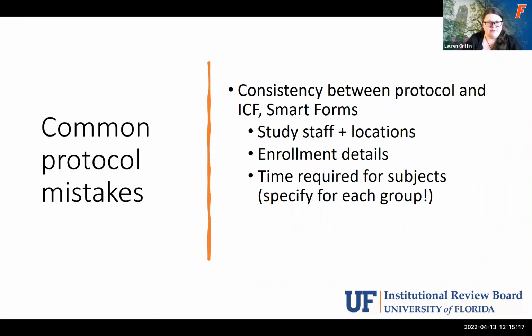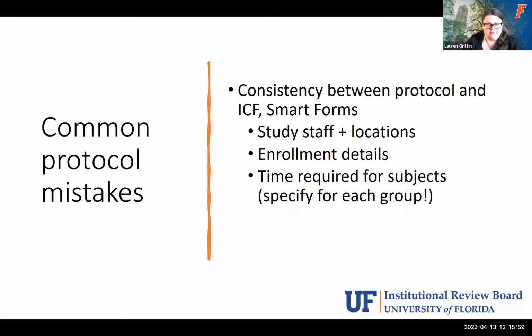Other common mistakes include inconsistencies between the protocol, informed consent, and SMART forms. So this can happen for a variety of different reasons. When it comes to the initial IRB submission, we all know that protocols can go through a variety of different iterations before they're ready to go. Things change, and especially as you're getting ready to submit, there's a lot of documents to get together. There's a lot of different details to put into place and make sure that everything is ready for that submission. So sometimes edits happen to one document and maybe they don't happen to the other one. So we can see inconsistencies between the protocol and these other areas.